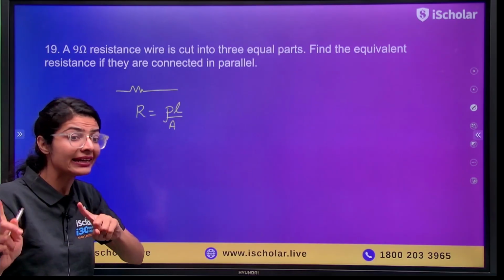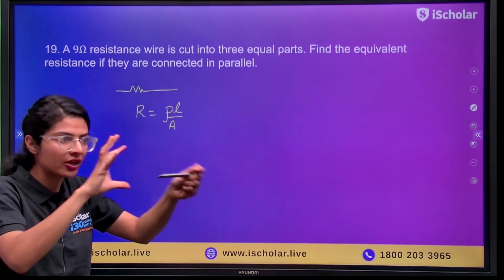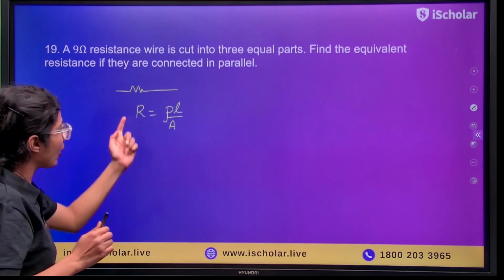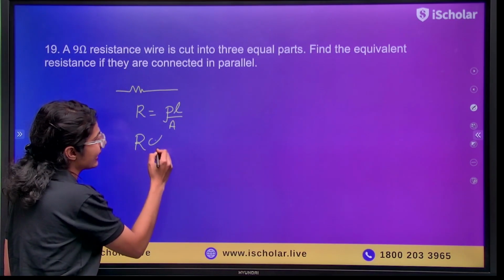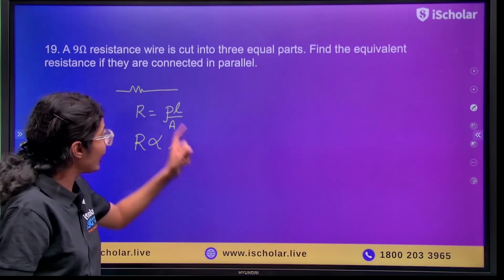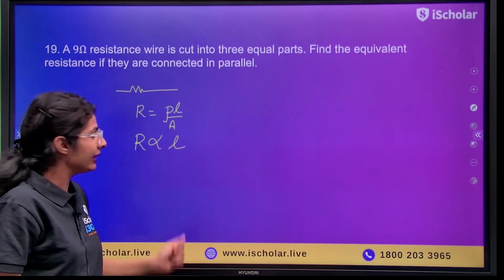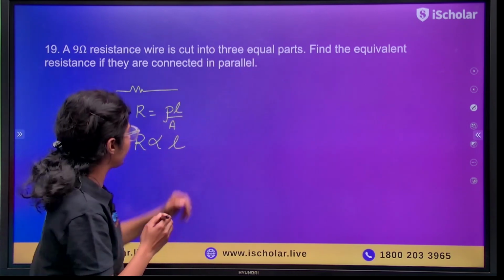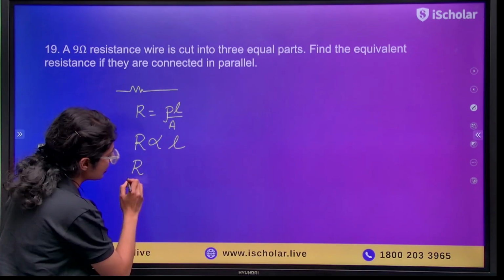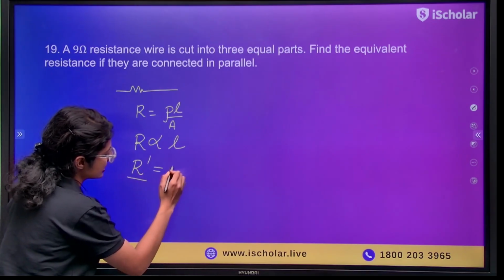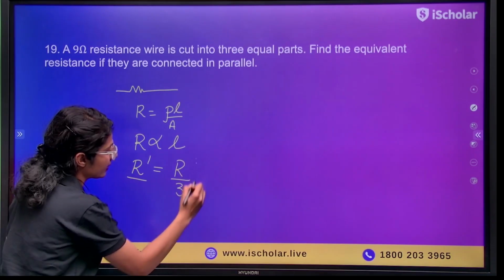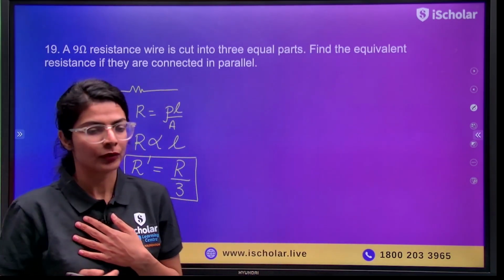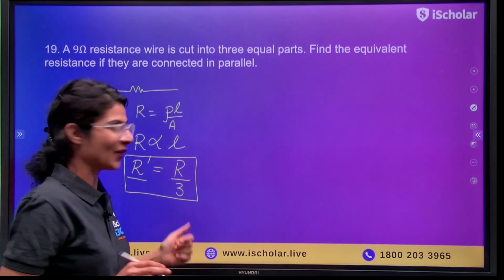We are not changing the area of the resistance. We are not stretching or doing any other configuration. We are just simply cutting it. So this time resistance is directly proportional to length, while all the parameters are constant. If R is directly proportional to length, then if you cut into 3 equal parts, the new resistance would be just 1/3 of the previous one. Why? You just cut it into 3 equal parts. So the resistance just got 1/3.